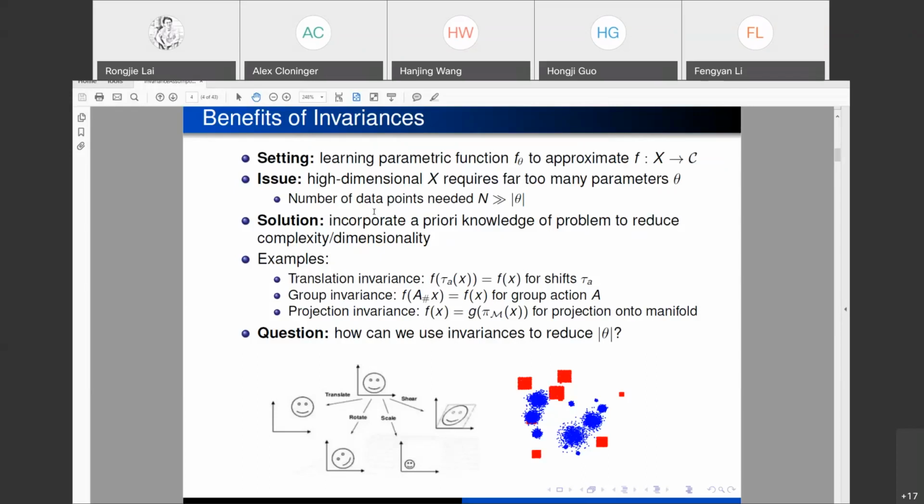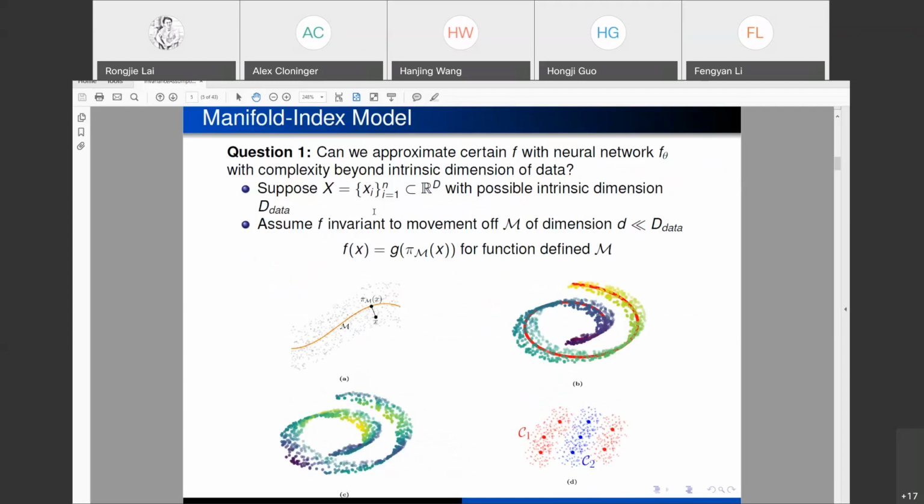Okay. So I'm going to talk about two examples, and these examples are a little bit disconnected from each other. Basically, I'll spend the first half on deep learning, and the second half I'm going to talk about optimal transport. There are some relevant connections. But the first question I'm going to talk about is basically, can we approximate some function with a neural network where the complexity of the neural network is actually able to go beyond the intrinsic dimensionality of the data?